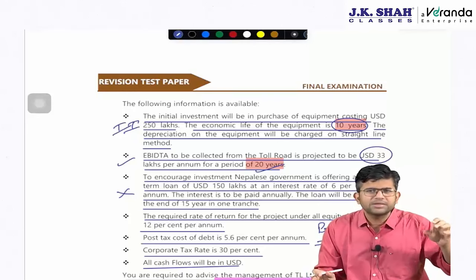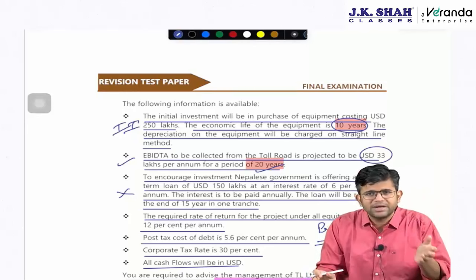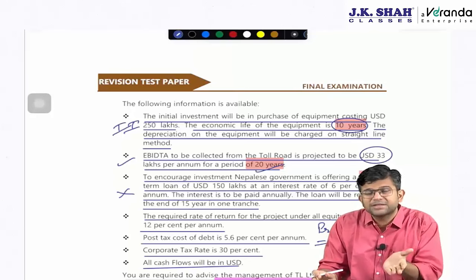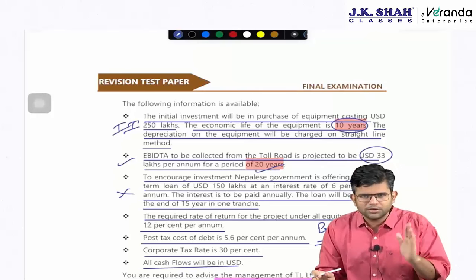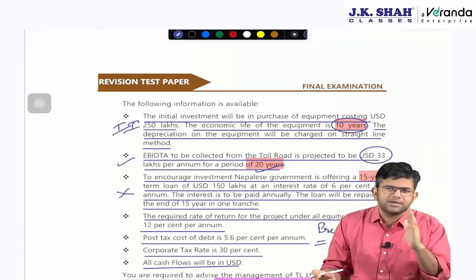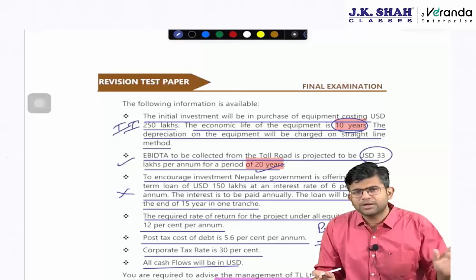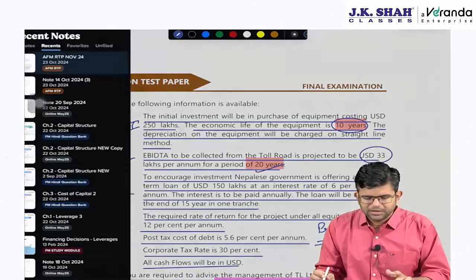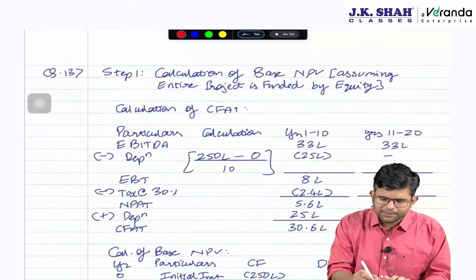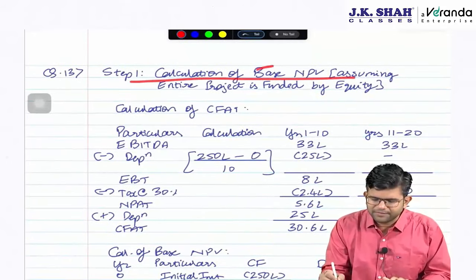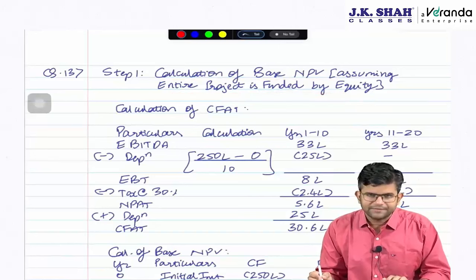Another option is you do CFAT calculation for 20 years non-stop without even thinking about depreciation, and take the 10-year depreciation tax shield separately. That's how ICAI does it. But I will do it in two parts of CFAT. One is considering depreciation for the first 10 years, another is not considering depreciation for the next 10 years. So if you can see here, step 1, calculation of base NPV, assuming entire project is funded by equity.